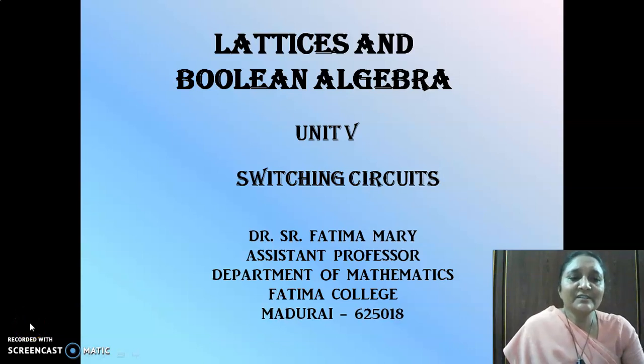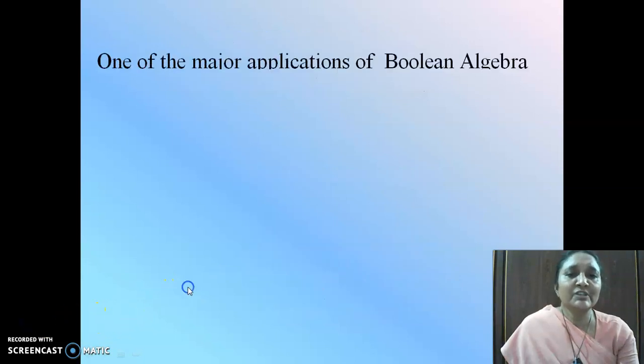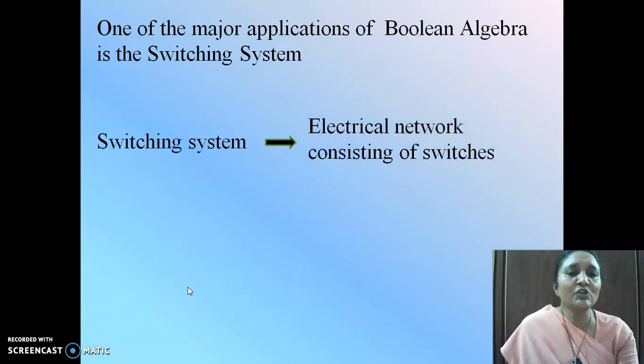Good evening, students. Today we are going to see the topic switching circuits, the fifth unit of our syllabus from lattices and Boolean algebra. One of the major applications of Boolean algebra is the switching system. What is a switching system? It is an electrical network consisting of switches. The simplest example of such a device can be thought of as the on and off position of the switches.